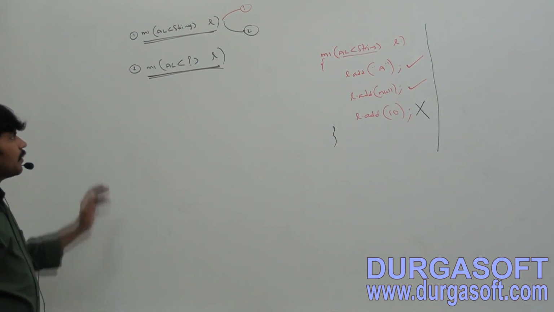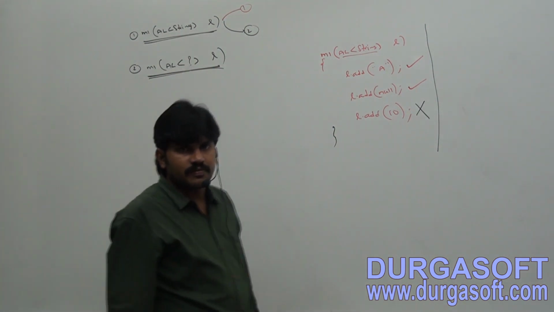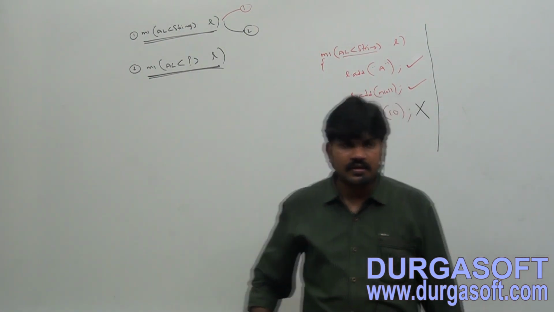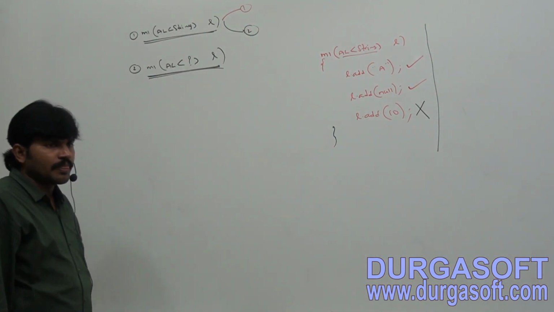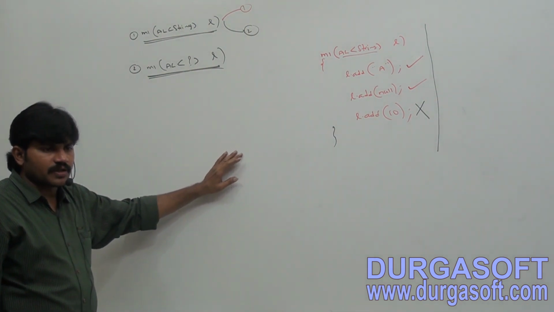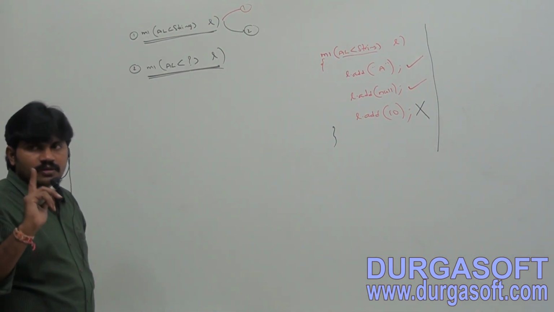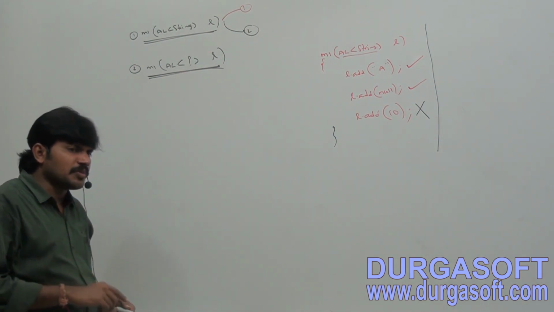Second one, m1 of ArrayList<?> l. Just observe this point well. Sir, can you tell how we can call this method?